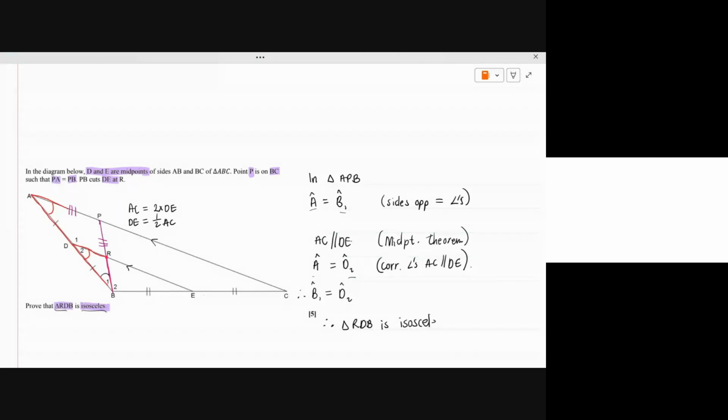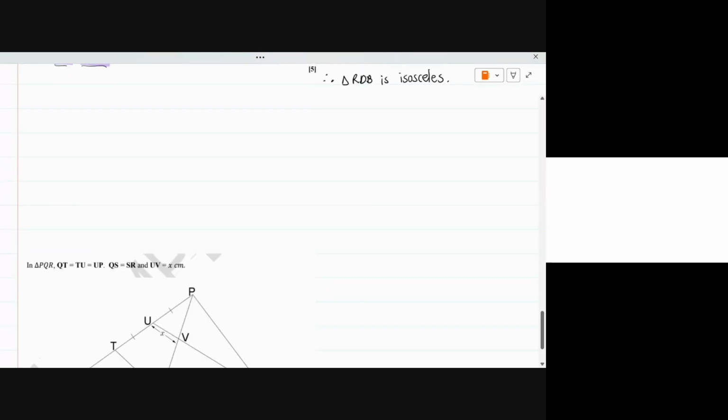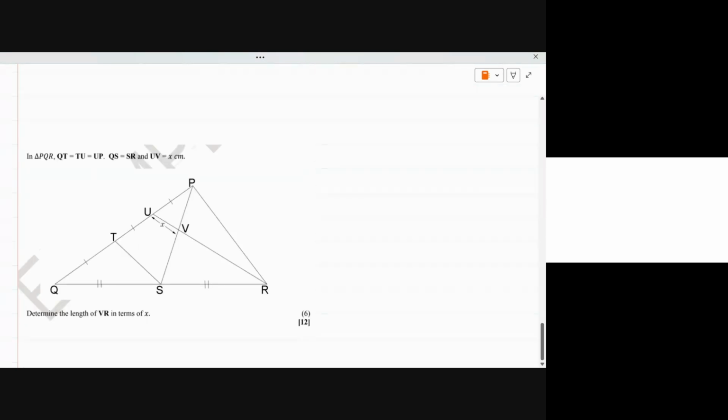Isosceles. There it is. Okay, guys, I'm going to admit this stuff is kind of hard. It does take practice. All right, here's a different one.